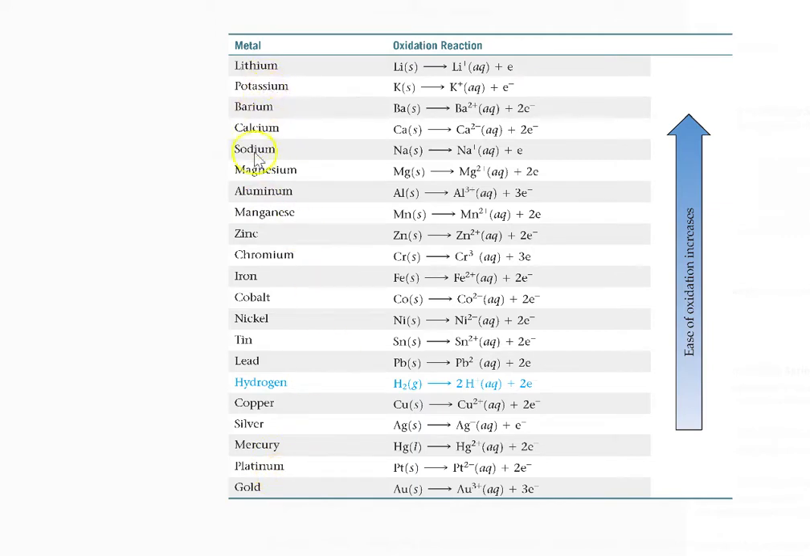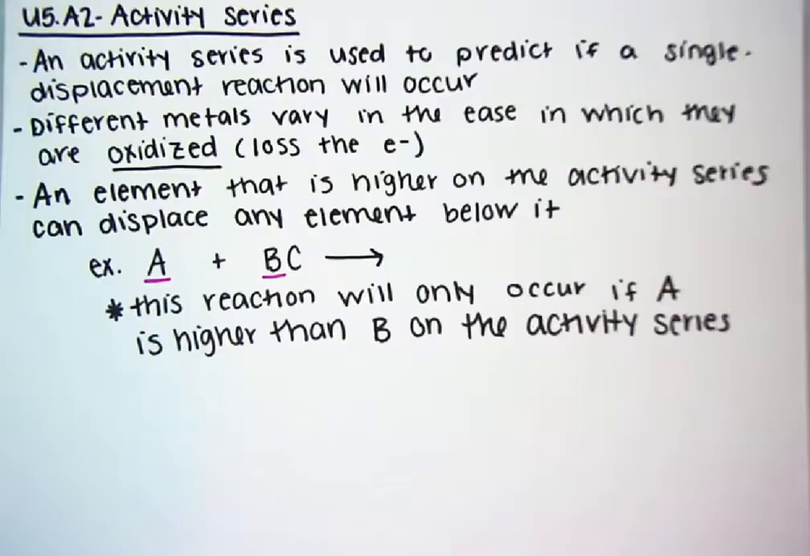Potassium can displace anything except lithium. Iron can displace cobalt, nickel, tin, lead, hydrogen, anything below it. Iron could not displace chromium. Iron would not displace aluminum. In order for the reaction to occur, the element has to be higher than the metal that it is trying to replace.